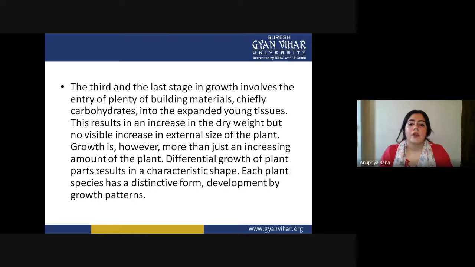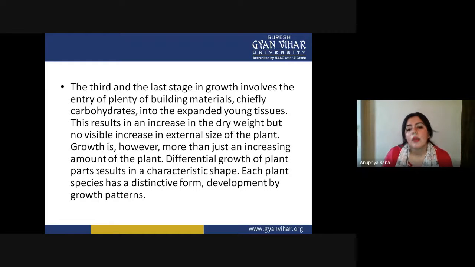How does each plant species have a distinct form developed by the same growth process? It means the same growth process is applied to each and every species. But how do they form distinctive forms, how do they know that this part has to divide into the root and this part has to form the leaf?